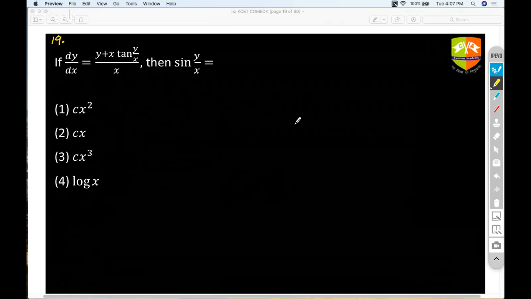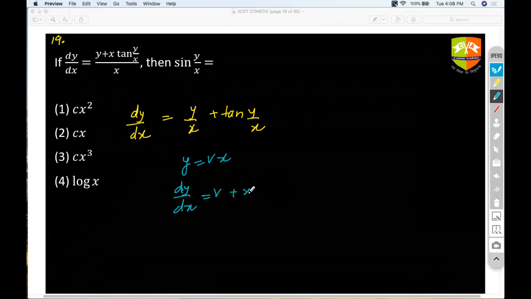Okay. So this is a clear-cut case of a homogeneous differential equation. Since I can see terms like y by x appearing everywhere, you can write it as y by x plus tan of y by x. We can take our y to be vx. So dy by dx is going to be v plus x dv by dx. So when we replace over here, we get x dv by dx plus v is equal to v plus tan v. v and v get cancelled.